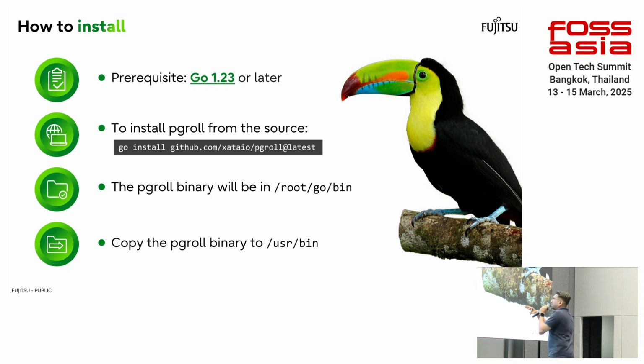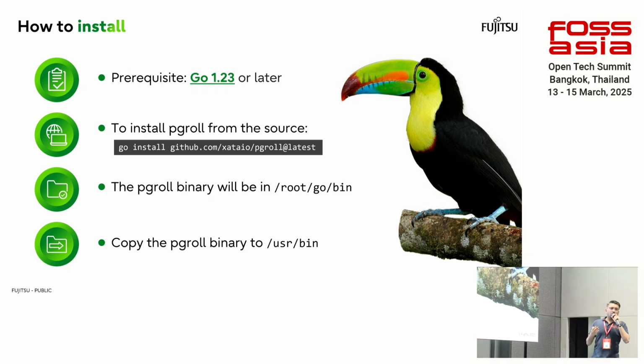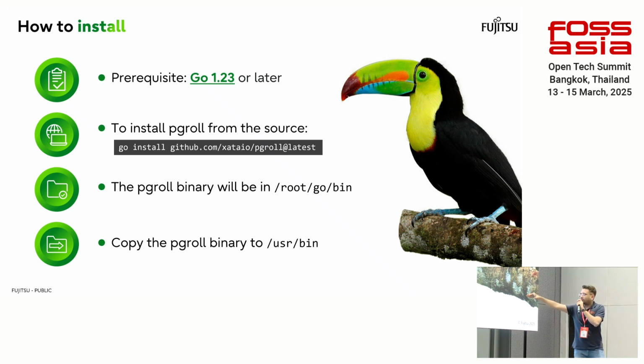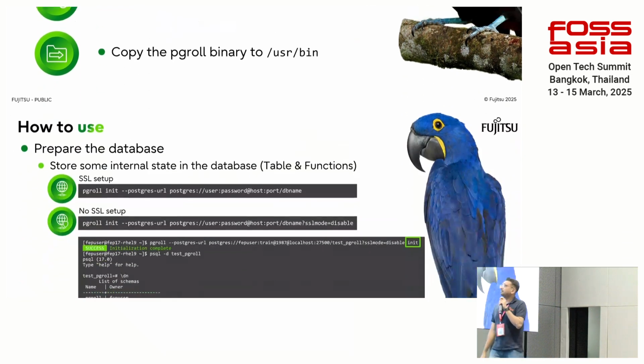After successful installation, your pgroll binary is going to be stored inside the root go bin. If you are okay to modify your environment variable, or okay to provide the full path of your binary, then you can continue. But if you are lazy like me and don't want to use a full path and all that, there is an optional step you can follow. You can copy the pgroll binary inside the USR bin, so you can easily use it without any modification.